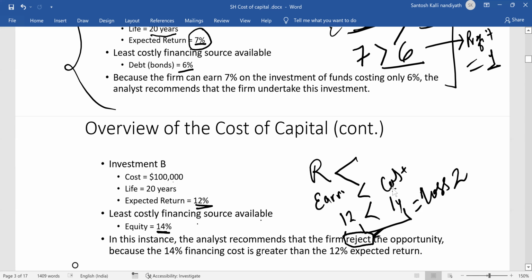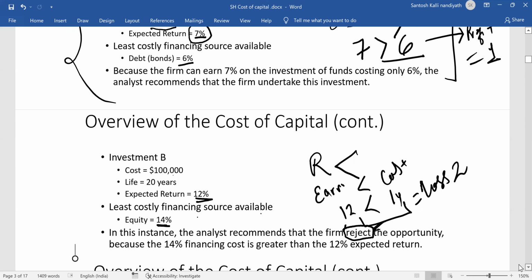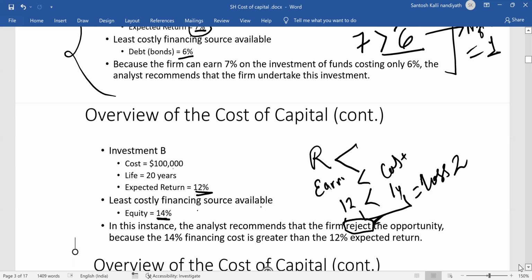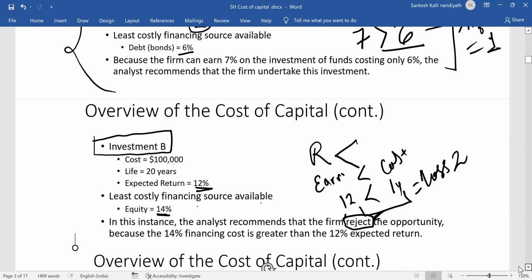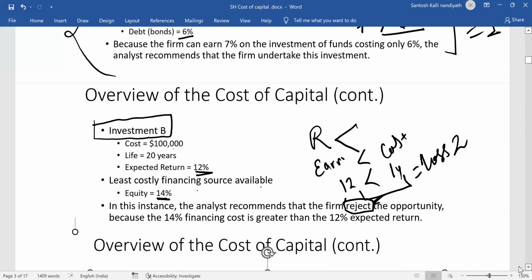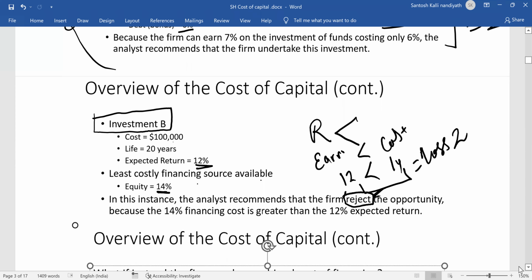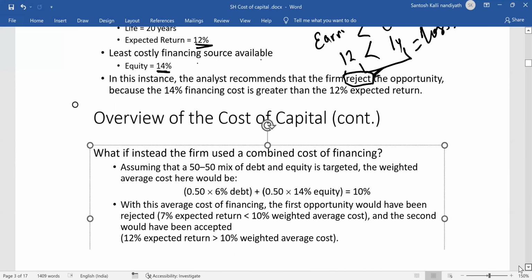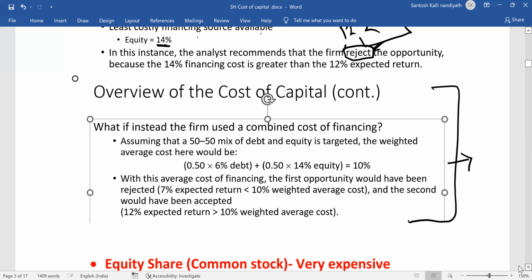Now generally in a company, both these situations would be available, investment A as well as investment B. In that case we follow the overall cost of capital. This will be clear at the end of the chapter. I don't want to emphasize it now, because you will get confused about it. So we will discuss it in the later part. Okay, perfect.